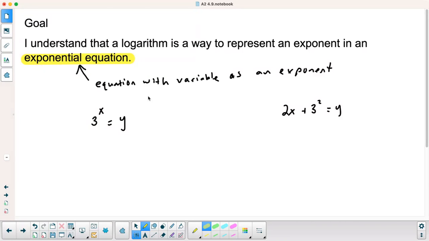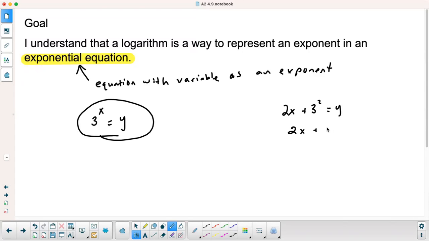An exponential equation is an equation with the variable as an exponent. So when I look here, this is an exponential equation on the left because I have x in an exponent. A lot of people look at this one on the right and think it's exponential because there's an exponent. But 3 to the second, remember, you can simplify. This is really going to be 2x plus 9 equals y. So then it's actually in the linear form, y equals mx plus b. So this here is a linear equation, and this one here is exponential.